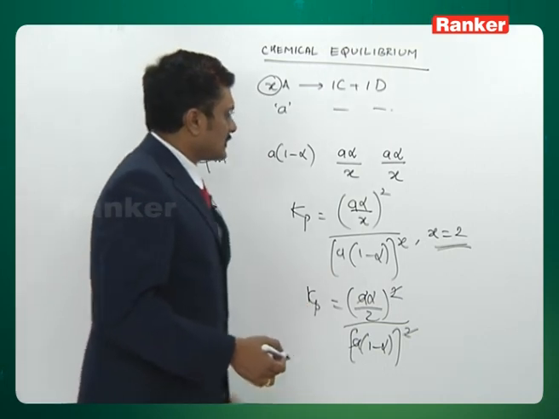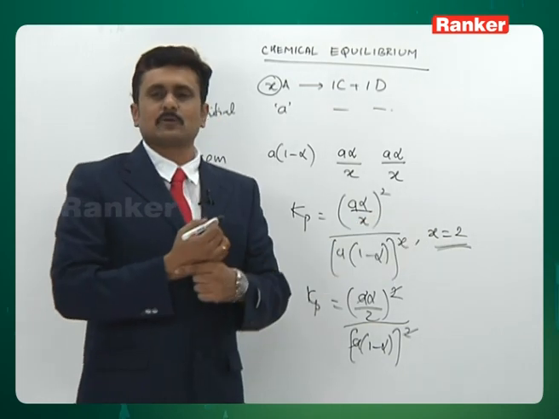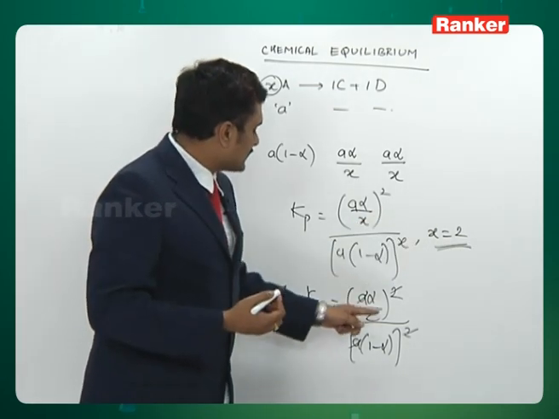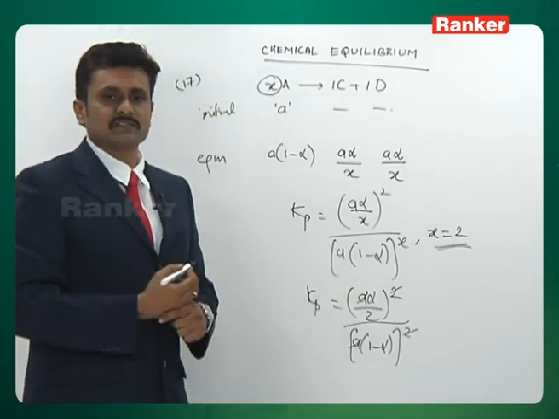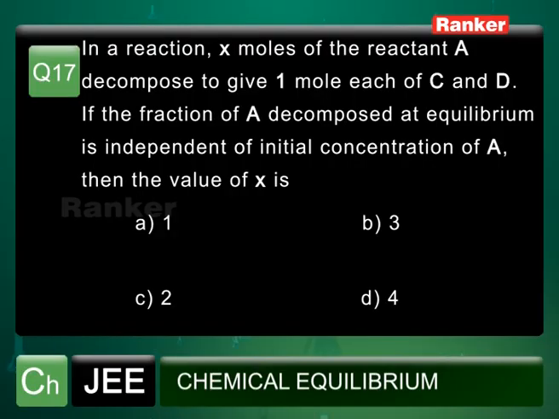So therefore the substitution of the 2 in place of x will fetch the equation wherein the alpha is completely independent of the initial concentration. So therefore the answer for this question is option C, that is x is equal to 2.